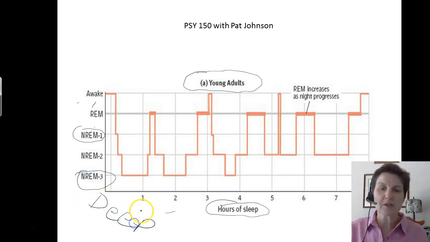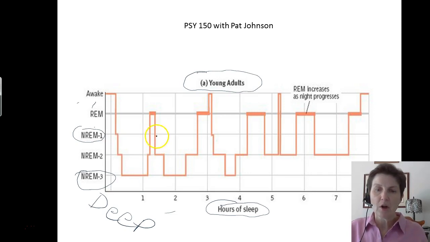This is really deep sleep. We are hard to wake up here. We are breathing slowly. Our heart is beating slowly. We are really, really deeply asleep. But within that first hour, hour and a half, we start climbing back up. We go from non-REM 3 to non-REM 2. We may spend a little time in non-REM 1, but we go up to this stage of sleep called REM.